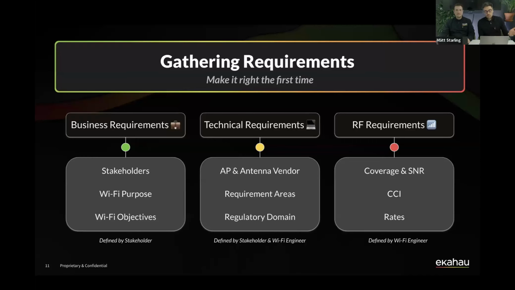Then finally, what we like to do is define something called the RF requirement. So this is going to be the statistics and the criteria that you're going to look at inside of Ekahau. So in terms of coverage, are you going to be designing to minus 67 dBm? Is it going to be slightly more? Is it going to be slightly less? How much co-channel interference are you willing to accept for the network, and defining all of your data rates and things like that.